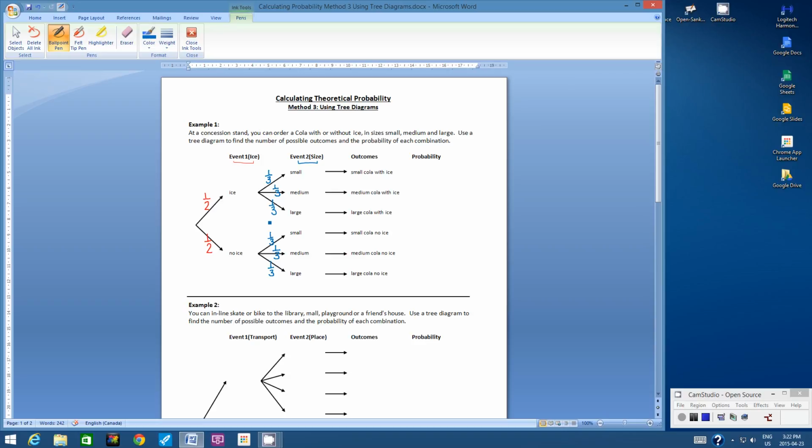Okay, so now we're going to figure out the last column, the probability calculations. So let's look at the first outcome, small cola with ice. So let's look at our tree. Okay, so the ice branch, what is the probability that we come across? Okay, it's 1/2. So let's do our calculations here. 1/2 times, and then if we travel down the small branch here, what's the fraction we come across? It's 1/3.